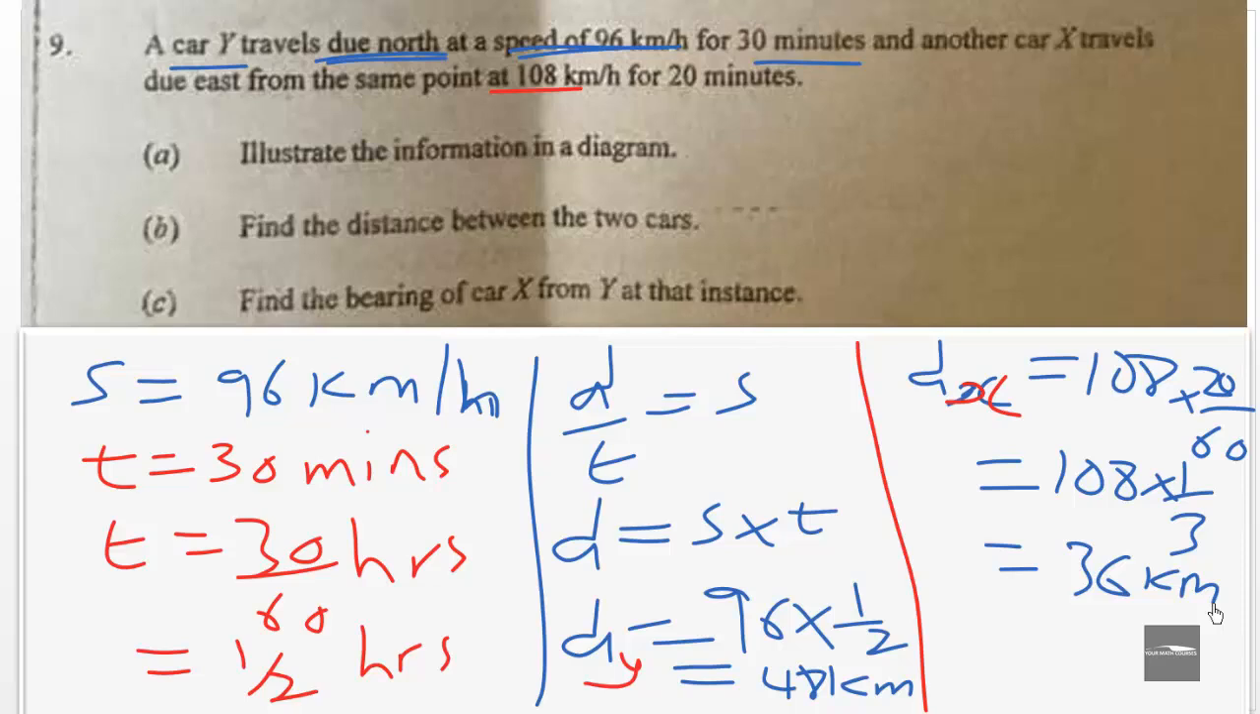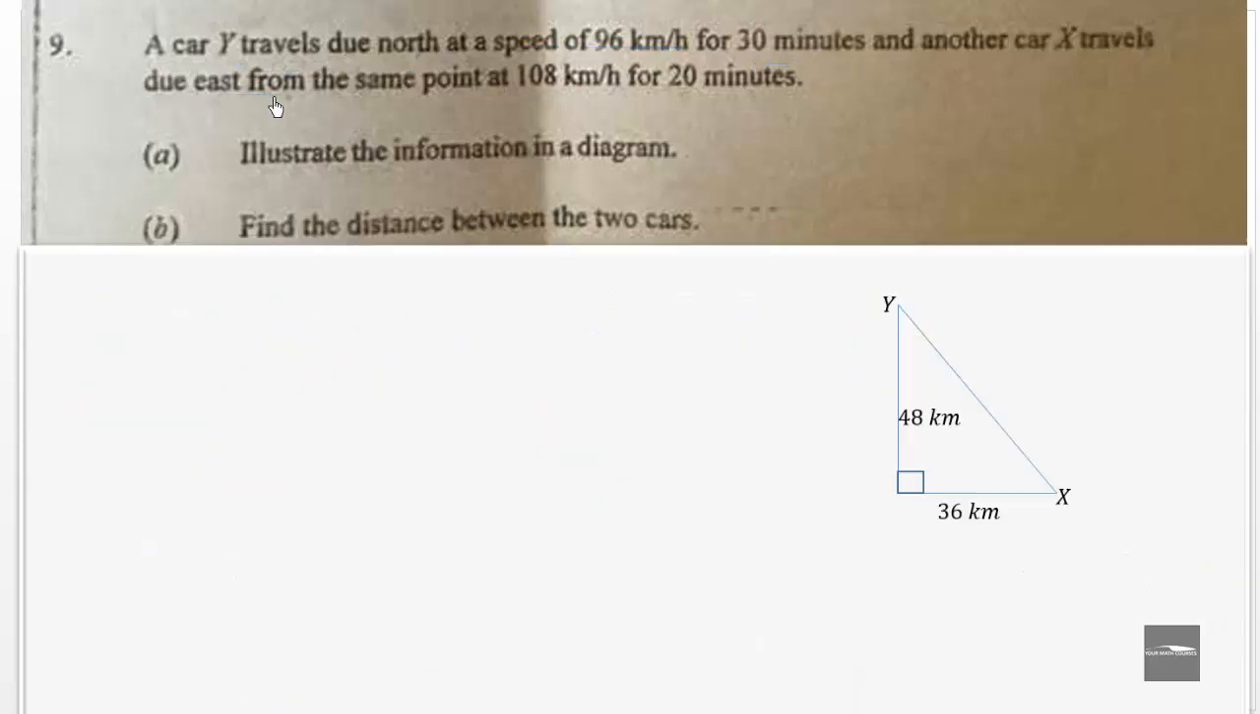So now we know the distance covered by car Y is 48 kilometers and by car X is 36 kilometers. We know the direction of Y is due north, and the direction for X is due east. So this is how the diagram will look like. Great. So now we can find the distance between the two cars. This is due north, and this is due east. Let's say they all started from this point O.